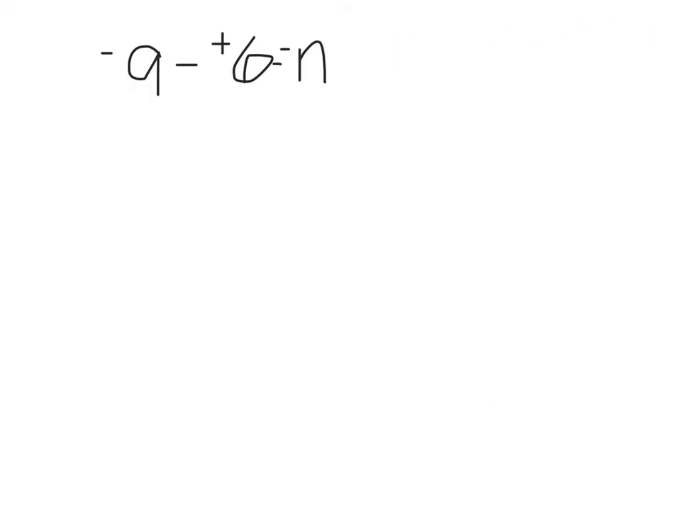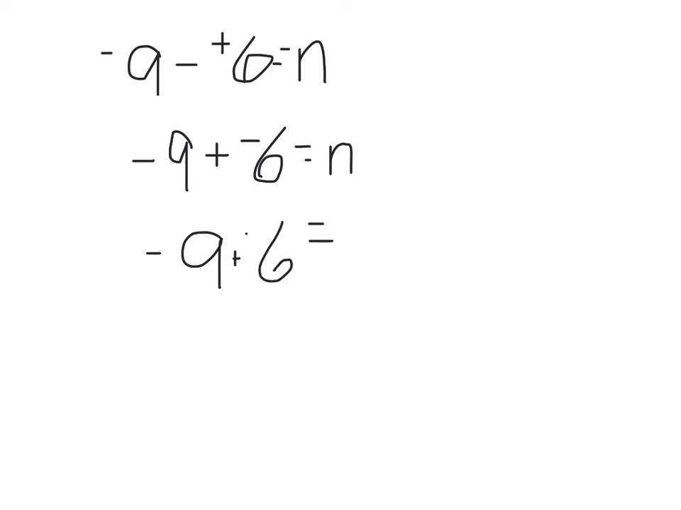So let's take a look at the next example. I have negative 9 minus positive 6 equals n. When I use the other strategy, I have negative 9, and I'm going to add the opposite of that, so plus negative 6 equals n. If I have both like signs that I'm adding together, my answer is going to be negative, and I just add those two together. So I have negative 9 plus negative 6. They have the same sign, and I'm adding them together so they stay negative, negative 15.